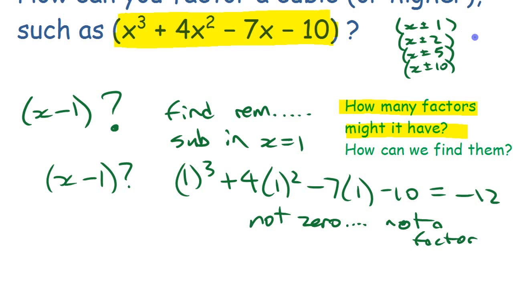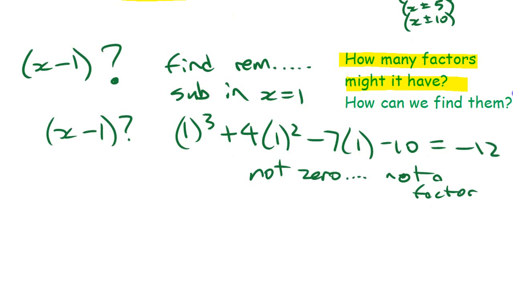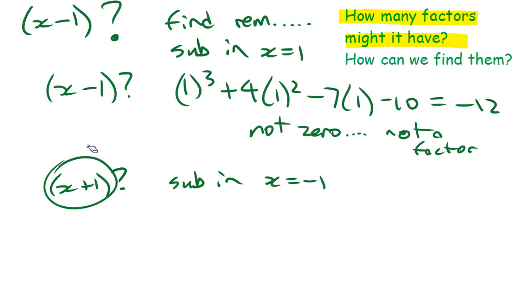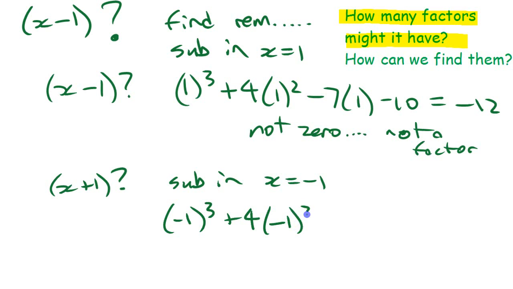What else could we try? We've got 8 things here to try. We tried x minus 1. How about if we try x plus 1? Let's try x plus 1. Is that a factor? Now, if we want to try x plus 1, we got to sub in x equals negative 1, the root of that divisor, right? The remainder theorem says if you put in the root of that divisor, it gives you the remainder. So if we put in negative 1 cubed plus 4 times negative 1 squared minus 7 times negative 1 minus 10, and see what that equals.